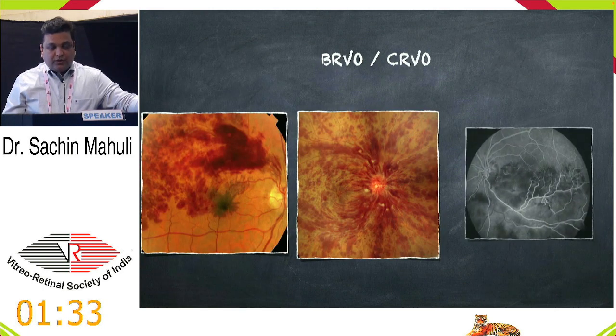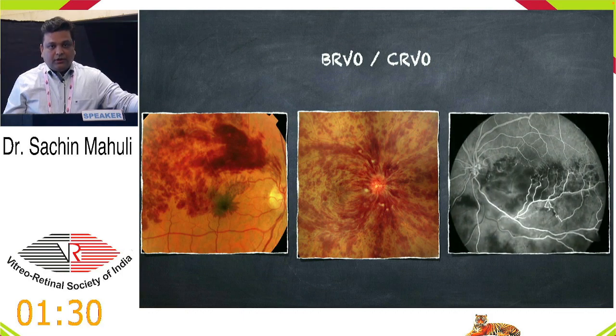RVOs are very common in day-to-day practice. We encounter a lot of cases nowadays. Post-COVID, we are seeing a spurt in cases of RVOs. They can either be a branch retinal vein occlusion or a central retinal vein occlusion. These cases have to be managed with anti-VEGFs, depending on the macular edema and what stage they're presenting in. They can present as severe as neovascular glaucoma also. So we need to follow up these cases for life, and we have to manage them aptly with timely anti-VEGFs and steroids or laser as and when required.